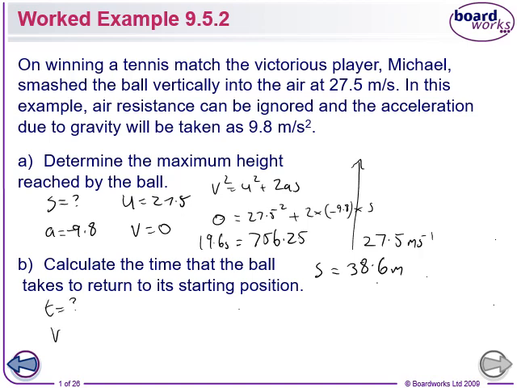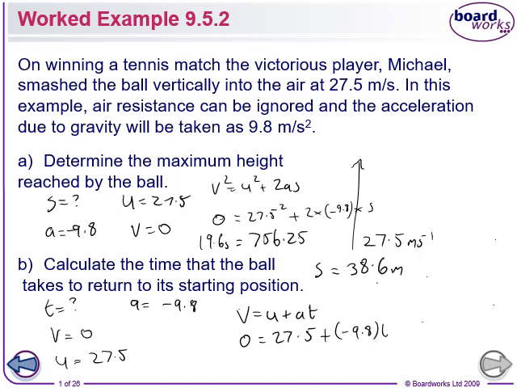We know V. We know U. And we know A. And this is my favourite when we have these four letters because you can use the easy equation. V equals U plus AT. So 0 is equal to U, 27.5, plus our acceleration is negative 9.8 t.